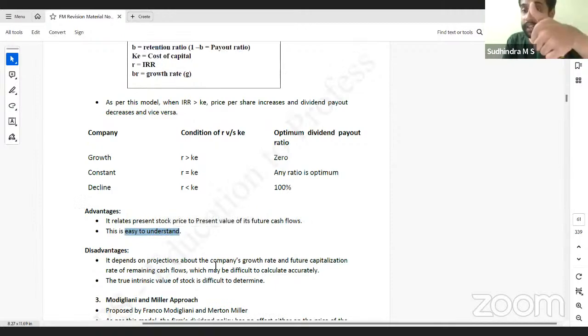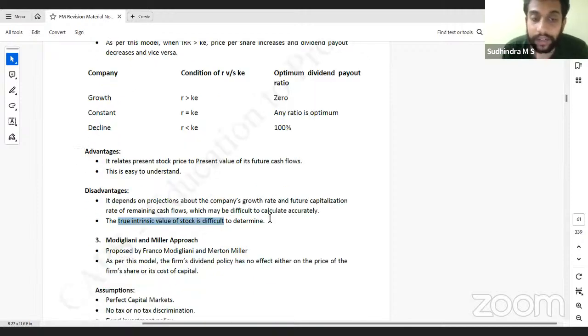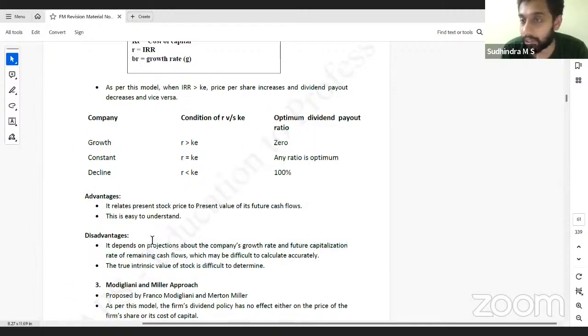Disadvantage, growth rate, capitalization rate are all projections. Right? Are all projections. So accuracy will be an issue. Then true intrinsic value of the stock is difficult to determine. It's difficult to determine the true market value because it's based on projections, estimation.